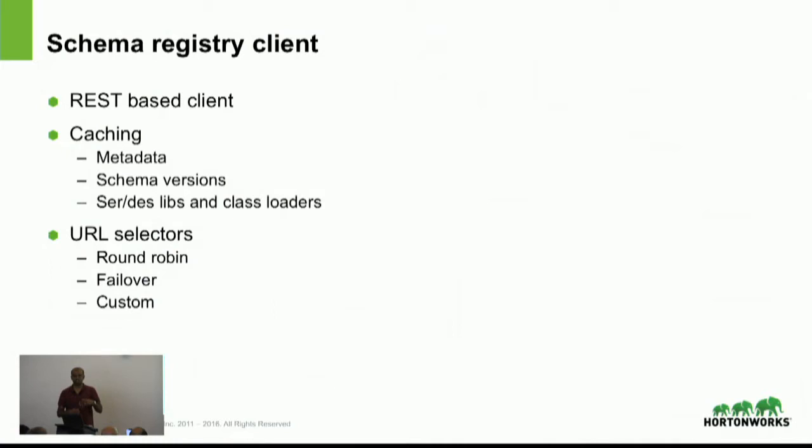A little bit about the schema registry client: it is again a REST-based client. This is Java right now. We are working on a Python-based client as well. Caching: schemas are immutable, so we can heavily cache on the client side itself. We cache the metadata and schema versions. And if you're using pluggable serializers, we fetch those on the fly and cache them on the registry client itself. I'm going to talk about the URL selector a little bit later.